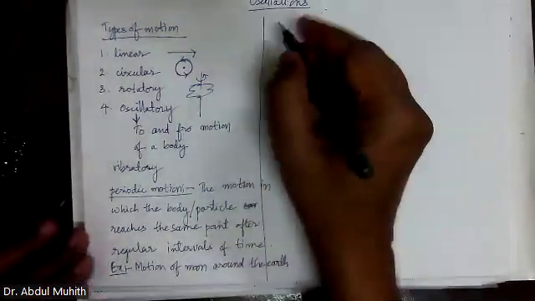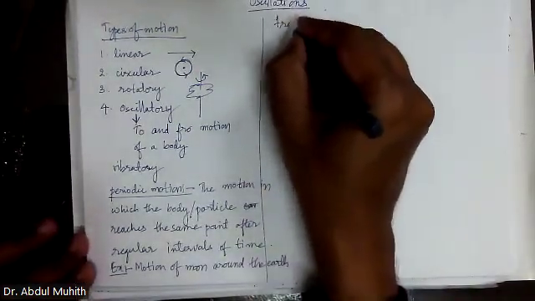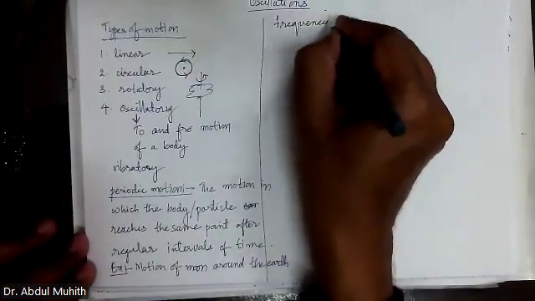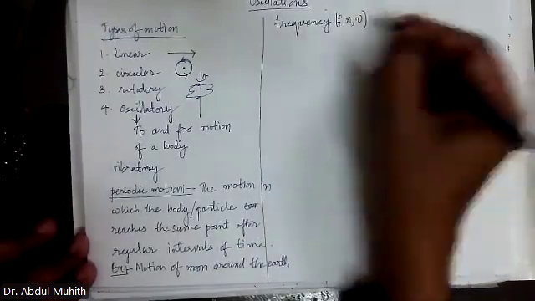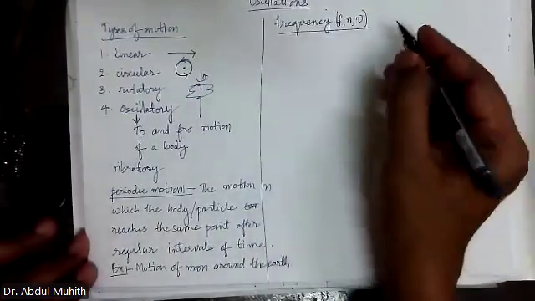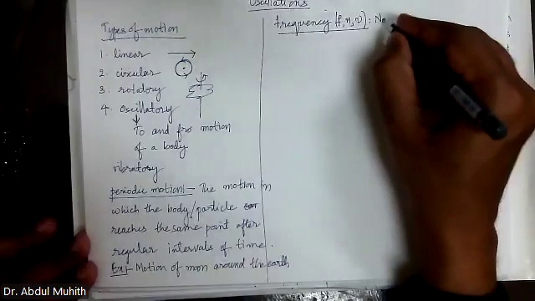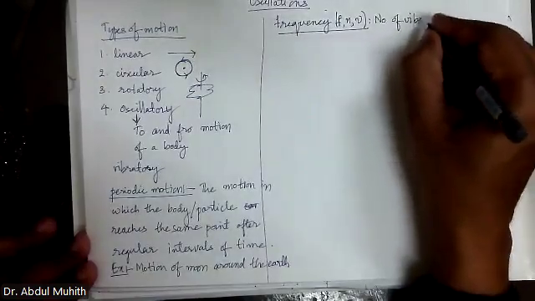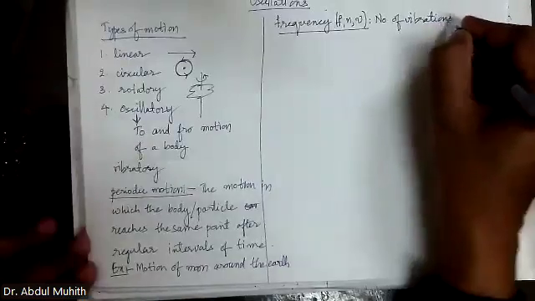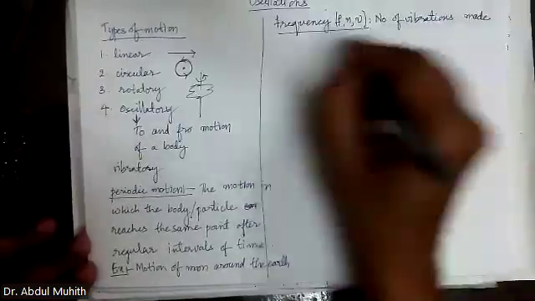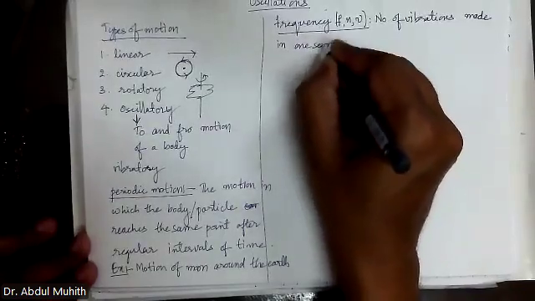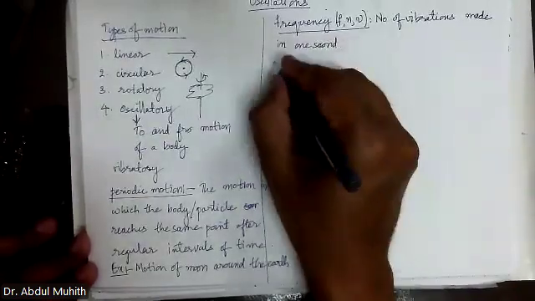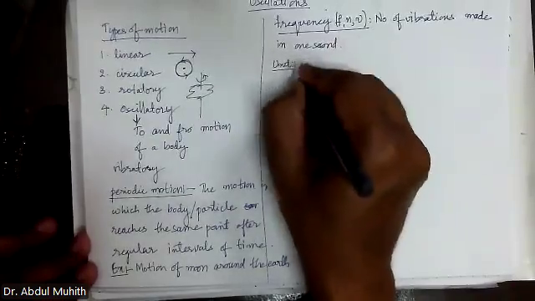Next, here we have a few definitions. What is frequency? Frequency, in some books it is f, in some books it is n. In our CBSE they write nu. So what is frequency? The number of vibrations made in 1 second is known as frequency.